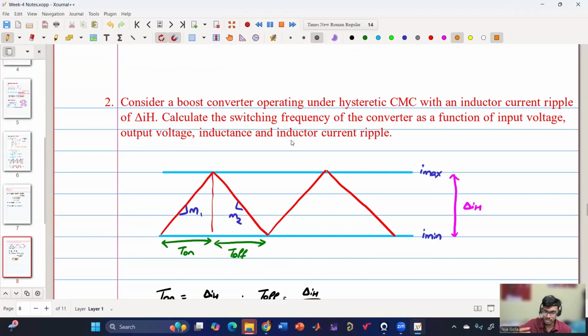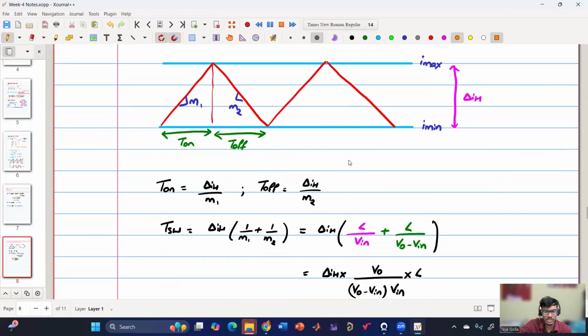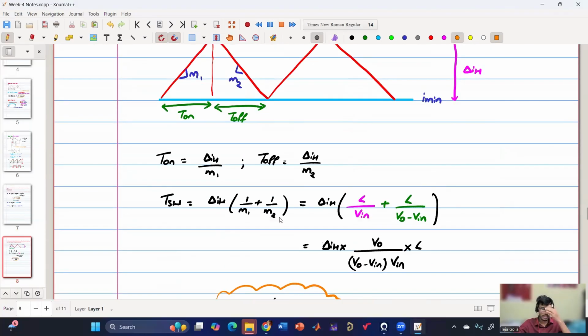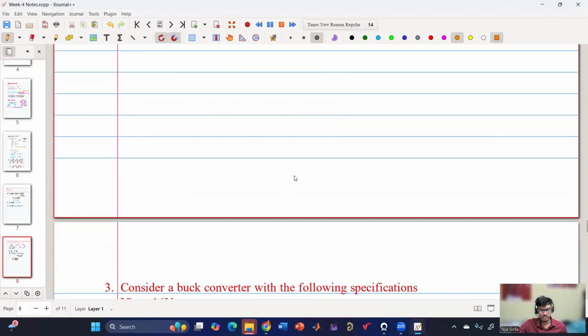And in the other question, I have considered a boost converter with hysteresis current mode control, and I have asked the switching frequency expression in terms of input voltage, output voltage, and inductance. So we have gotten the expression in terms of slopes, and then we have calculated the switching frequency expression.